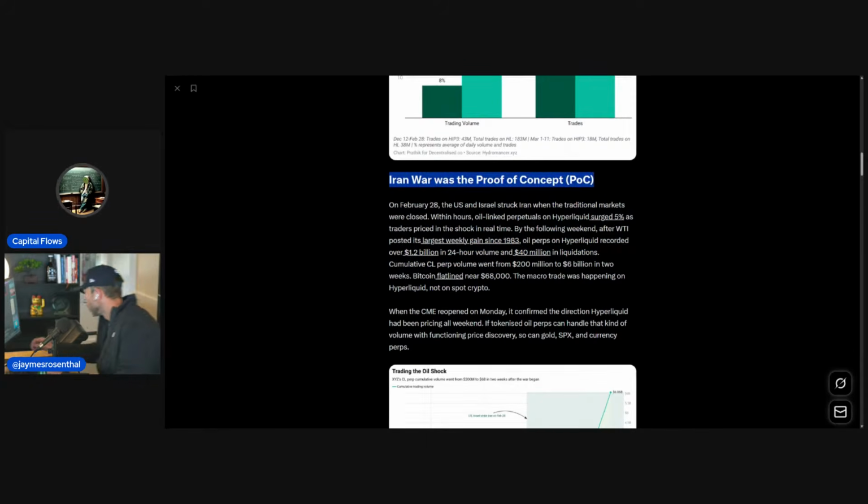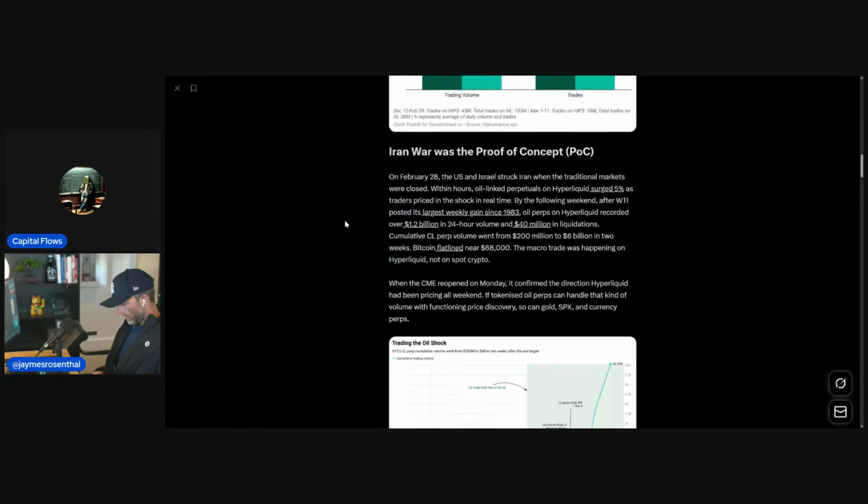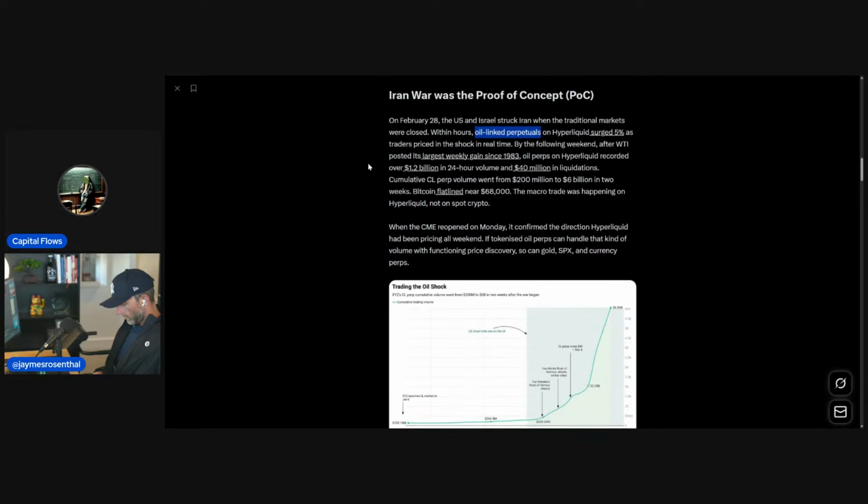Everyone on Hyperliquid and everywhere else is beginning to realize the Iran war is kind of like a test case for how much crazy stuff can happen, and Hyperliquid provides value. On February 28th, the U.S. and Israel struck Iran when traditional markets were closed. Within hours, oil-linked perps on Hyperliquid surged 5%. So traders priced in the shock in real time.